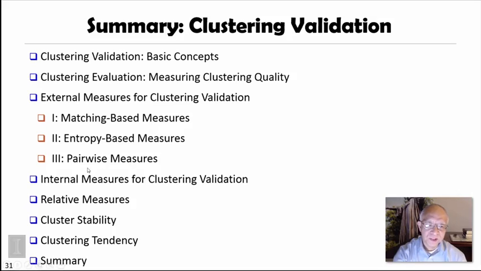Then we also studied, when we do not have ground truth, we will use some internal measures. And we also studied the relative measures. It simply says you have different parameters, you generate different clusterings, you want to compare them. Then we also studied the cluster stability issue. We studied the clustering tendency issue.